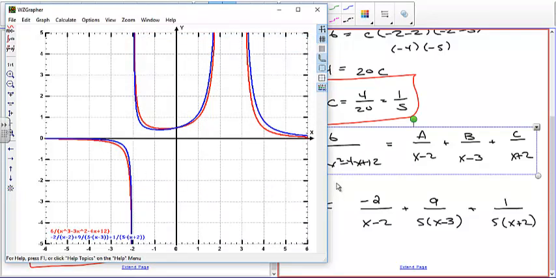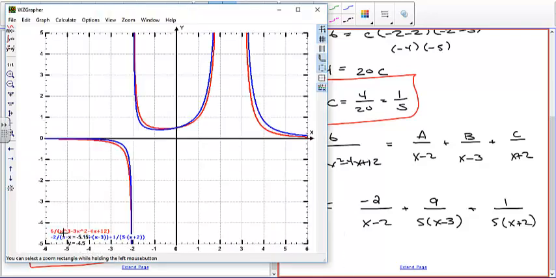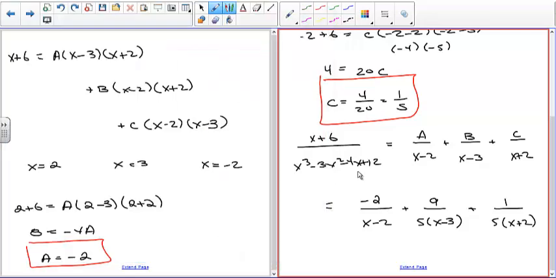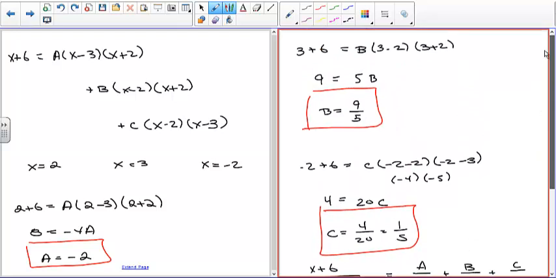So let's go back and see if I just wrote something down wrong. Let me check my functions first here. X cubed minus 3x squared minus 4x plus 12. Okay, so that looks right. Let's look at the next one. -2 over x minus 2 plus 9/5 times x minus 3 plus 1/5 times x plus 2. Make sure I copied these down right. Okay, so that looks right.